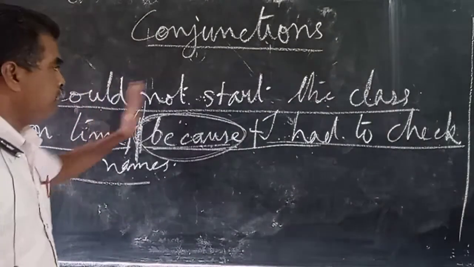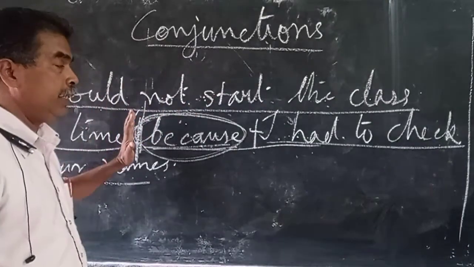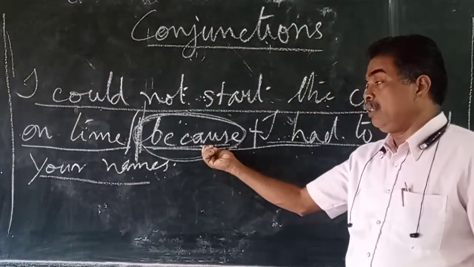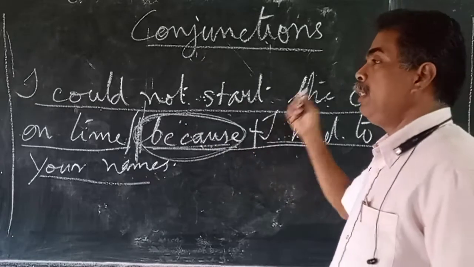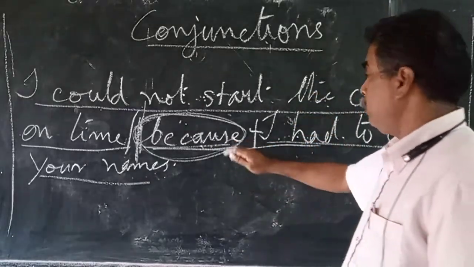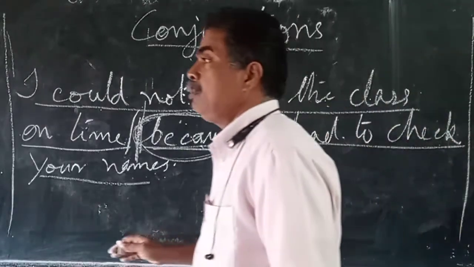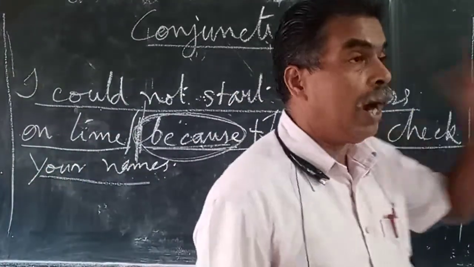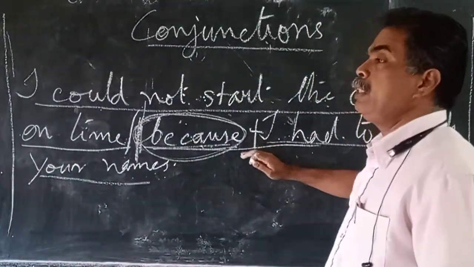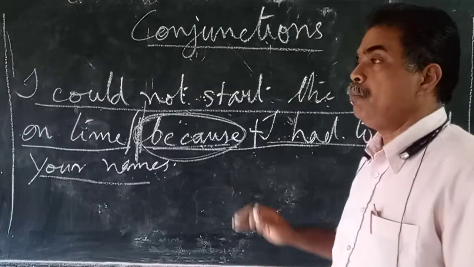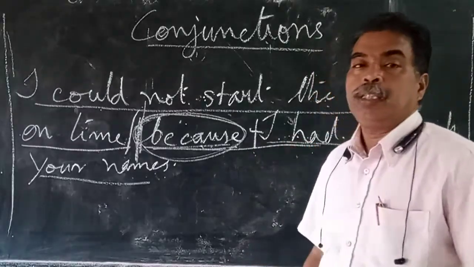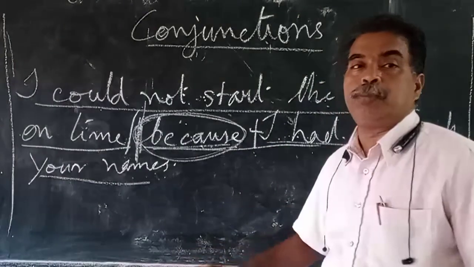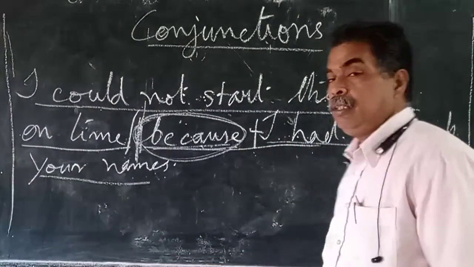Now what has happened? This remains as it was earlier. There's no difficulty. It can stand, it gives you meaning. Now because of the addition of the word because here, it becomes an incomplete thing. Because I had to check your names actually becomes an issue for us to understand. When you say this, the meaning is incomplete. The meaning does not pass properly. That is the situation here. Now it has become a subordinate clause because it cannot give a meaning.